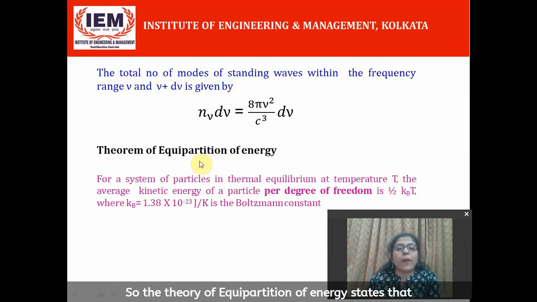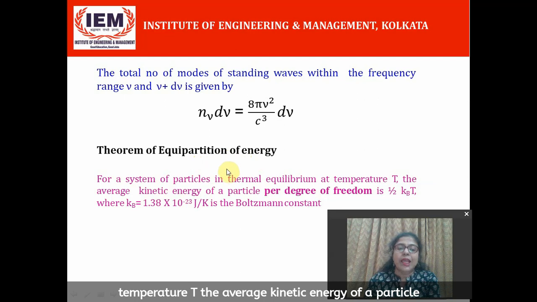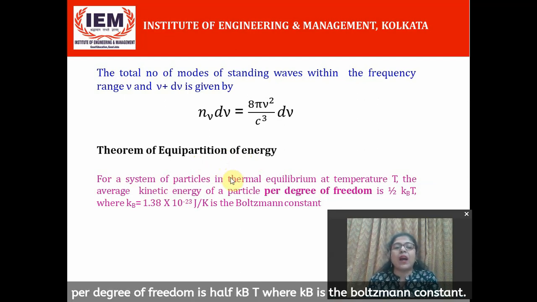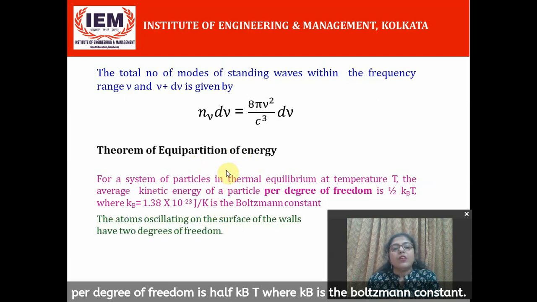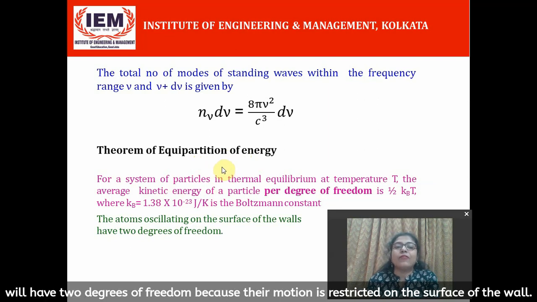The theory of equipartition of energy states that for a system of particles in thermal equilibrium at temperature T, the average kinetic energy of a particle per degree of freedom is half kBT, where kB is the Boltzmann constant. Now the atoms inside the walls of the cavity will have 2 degrees of freedom because their motion is restricted to the surface of the wall.